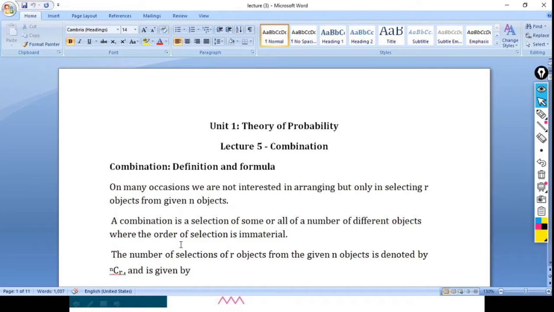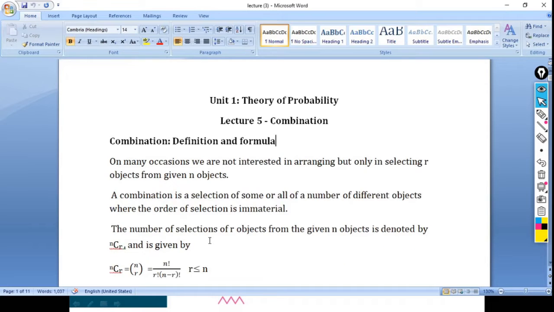the selection is immaterial. Now, whenever we say that selection is important, suppose there are 20 students in a class and the teacher is going to select 5 students from that class. Who is selected, that is important. Whether the teacher calls that student first, then second, then third or fourth or fifth, whose name is taken first is not important. Whether we have selected or not, that is important. So in this case, the combination concept is used.